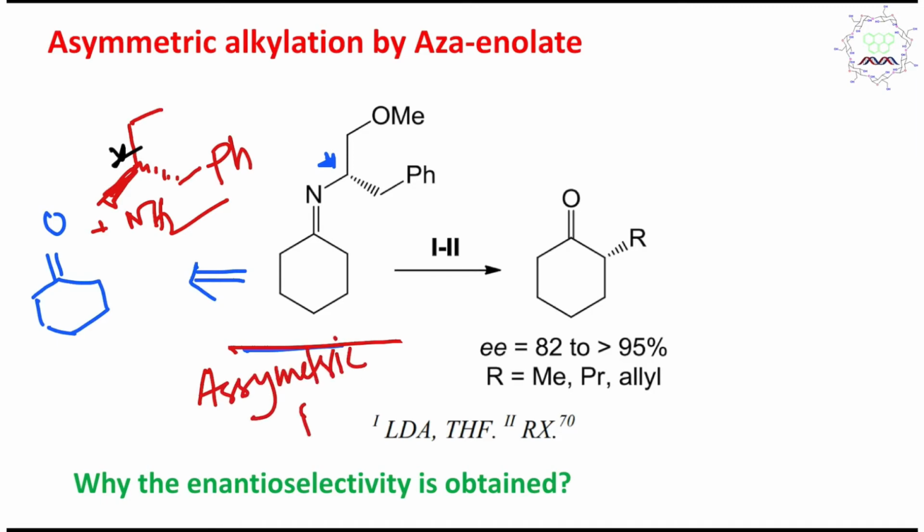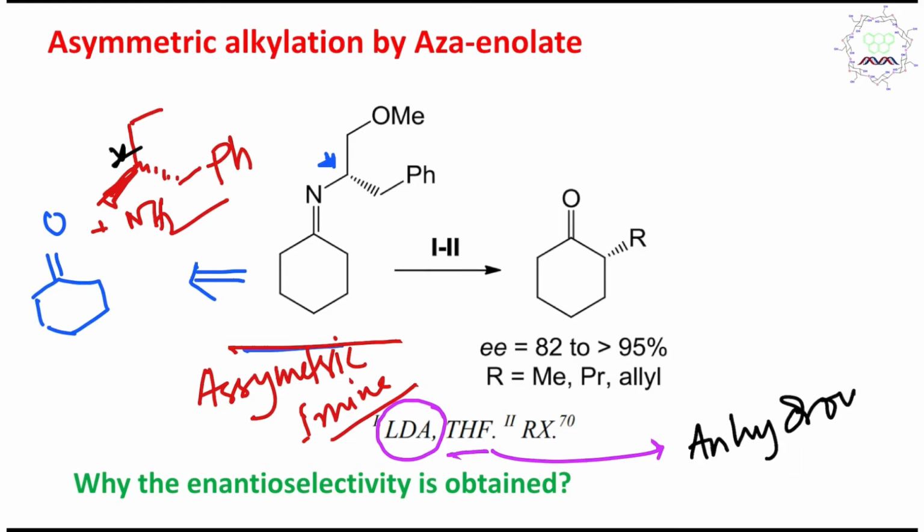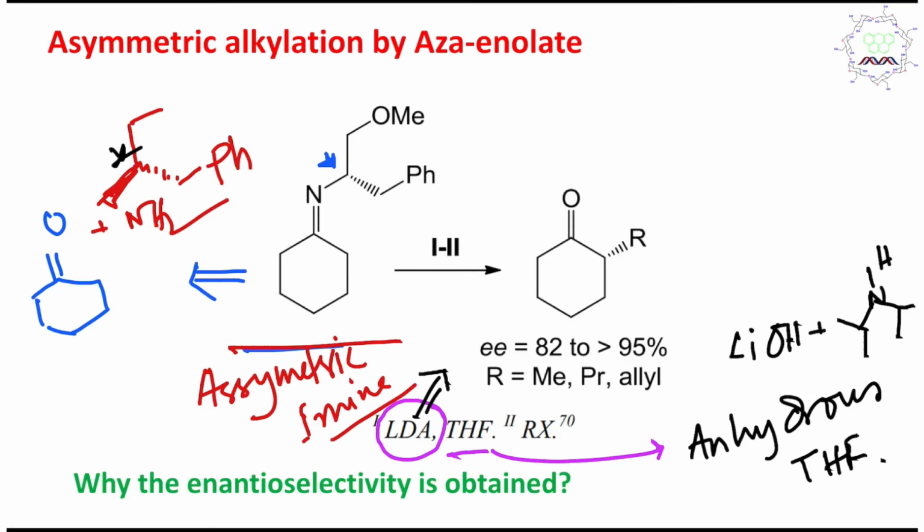This is the asymmetric imine, and this asymmetric imine first undergoes deprotonation using LDA, THF. Now student, what about this THF? This THF is obviously anhydrous THF or dry THF. Why? Because if there is moisture in the reaction medium or solvent, then the base, lithium diisopropylamide, will be quenched, and what will it produce? It will produce lithium hydroxide and diisopropylamine, meaning this NH. So it is a waste of base. That's why anhydrous solvent is needed.